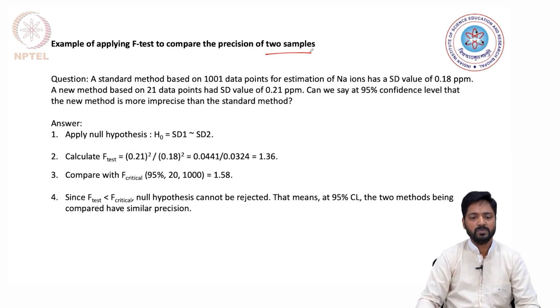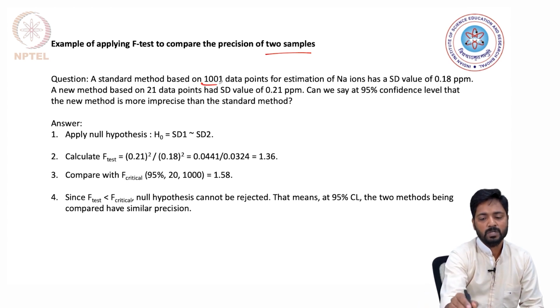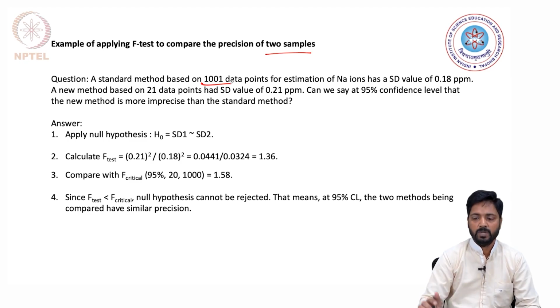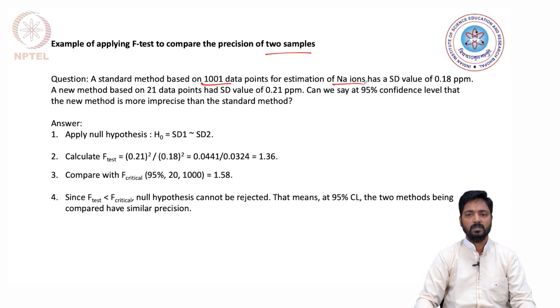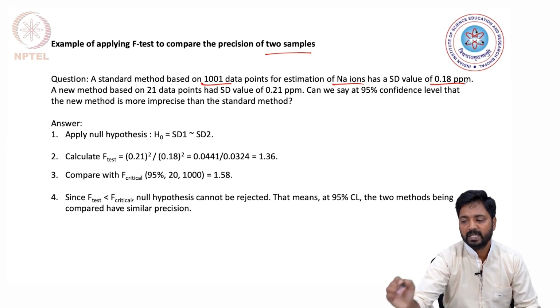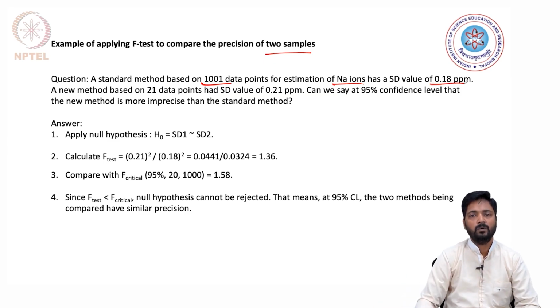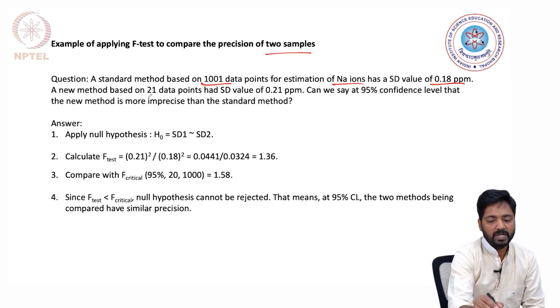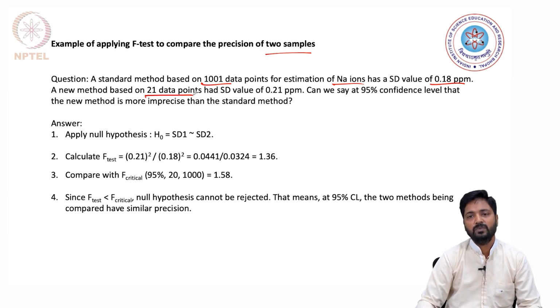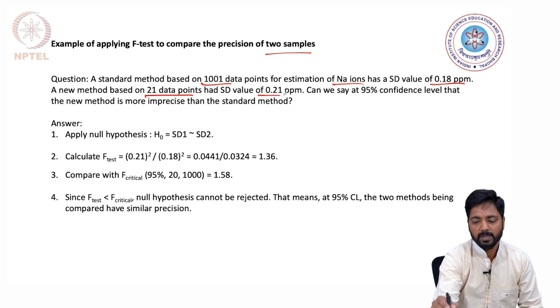So suppose we are dealing with a standard method which was based on say 1001 data points for estimation of say sodium ions in water, and this standard method has a standard deviation value of 0.8 ppm. Now we come up with a new method which is based on only 21 data points and has a standard deviation value of 0.21 ppm.